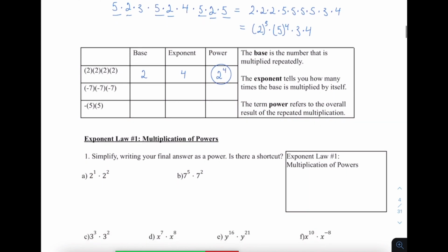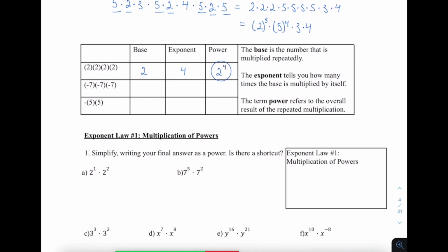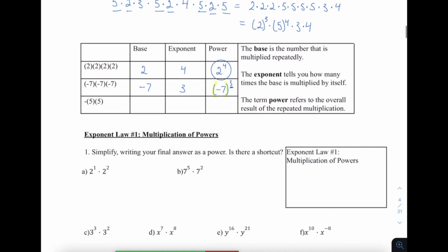In the next one, we can see that the number that's being repeatedly multiplied is -7. So in this case, the base is -7 and the exponent is 3. And we would write this as a power of (-7) to the 3. It's really important that we put brackets around the whole entire base to indicate that the 3 applies to the negative and the 7. So (-7) to the exponent 3. It's not -7 in the front and then 7 to the power of 3, which is the next one.